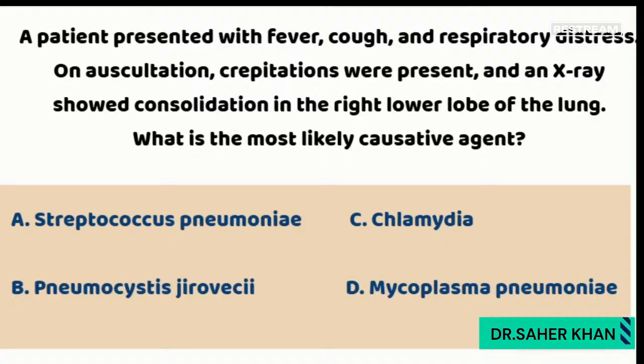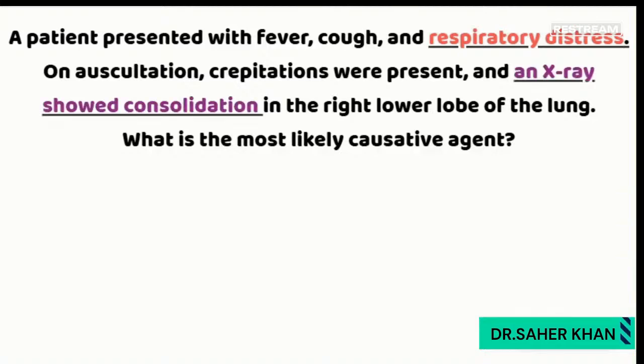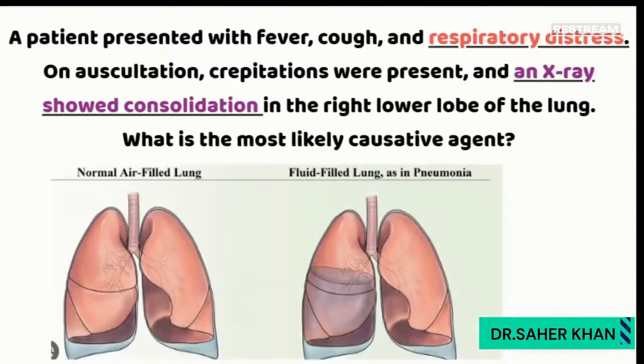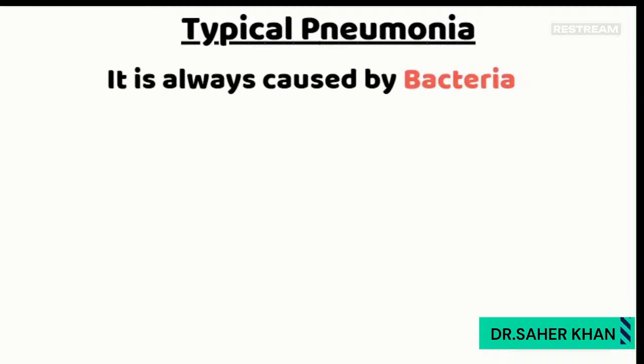If you read the question again, the patient has respiratory distress, which indicates a lung infection, but the X-ray shows consolidation, and this is the key clue here. What does consolidation mean? Consolidation refers to the lungs being filled with fluid or pus, which indicates that the patient has pneumonia. It means the answer of this question revolves around pneumonia. And this pneumonia is classified into two main types, typical pneumonia and atypical pneumonia. Typical pneumonia is always caused by bacteria. Just remember this, it is always caused by bacteria.